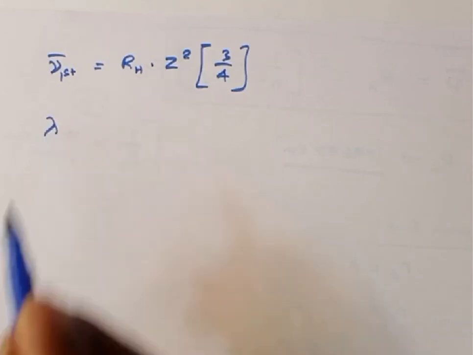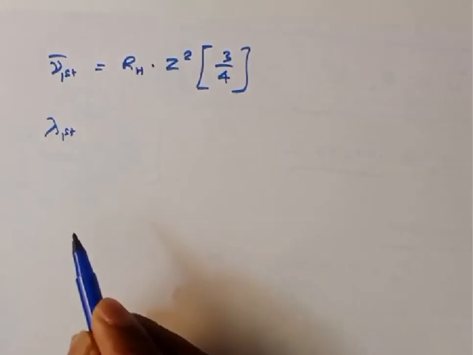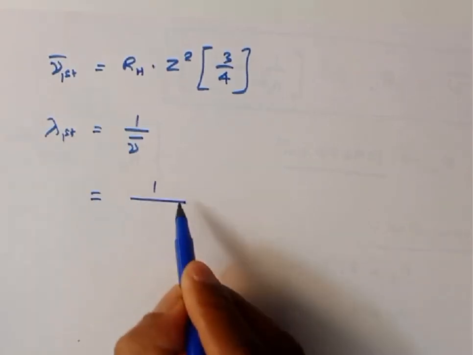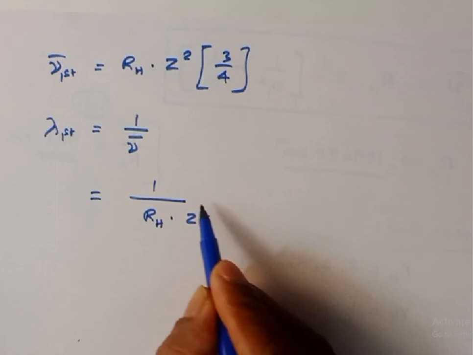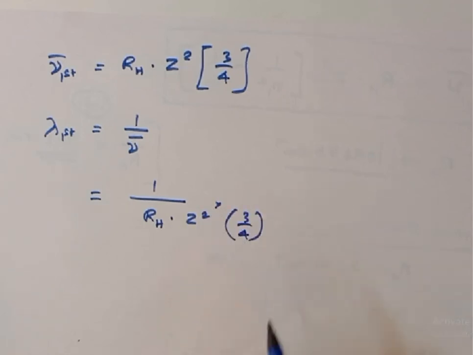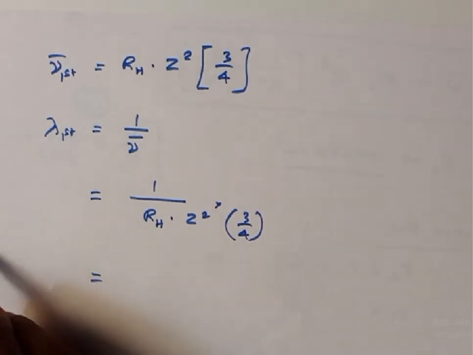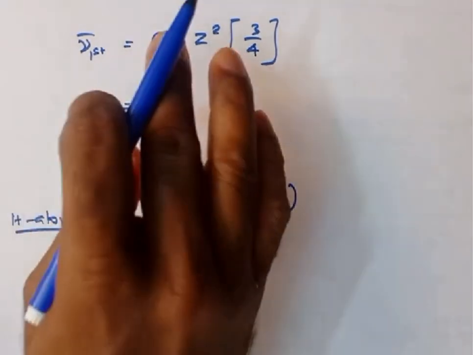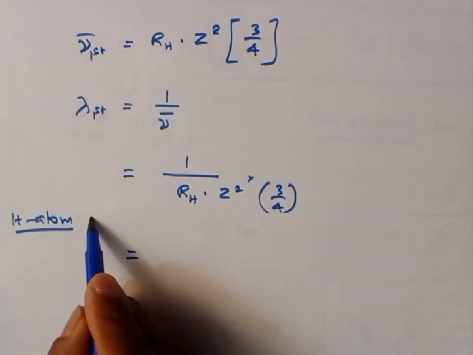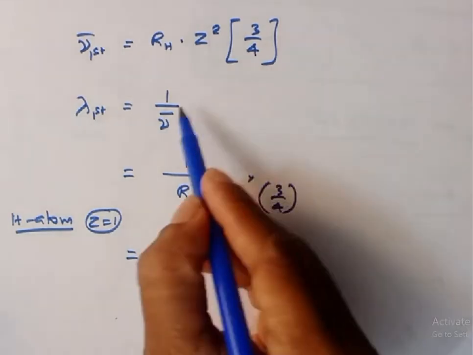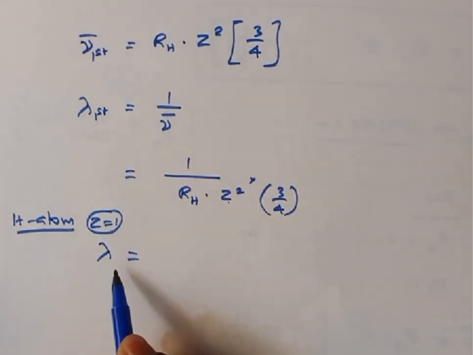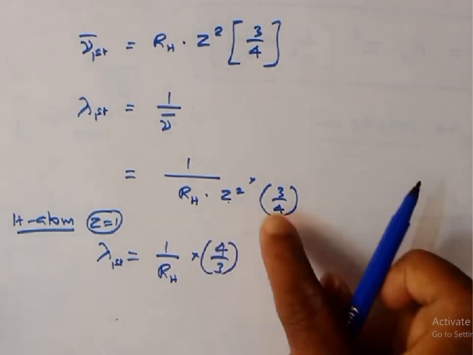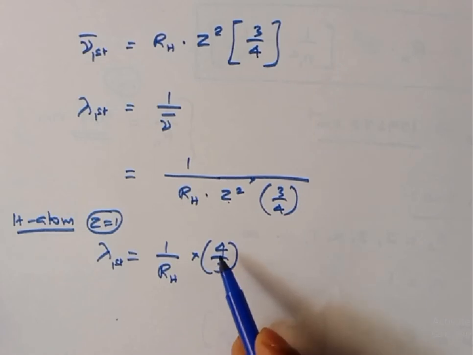And what is the corresponding wavelength? Wavelength for the first Lyman line. Wavelength is nothing but the reciprocal of wave number. So you know the formula for wave number. I'll substitute this here: 1 by Rydberg constant into Z square into 3 by 4. I told you this formula is applicable for hydrogen atom as well as for hydrogen-like species. If you take hydrogen atom, Z is 1. If I put Z equal to 1 here, then what will I get? Lambda for the first Lyman line is 1 by Rydberg constant times 4 by 3. 3 by 4 is in the denominator; if it goes to the numerator, it becomes 4 by 3.